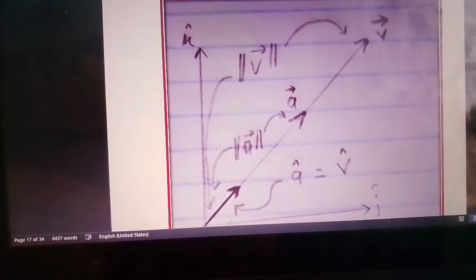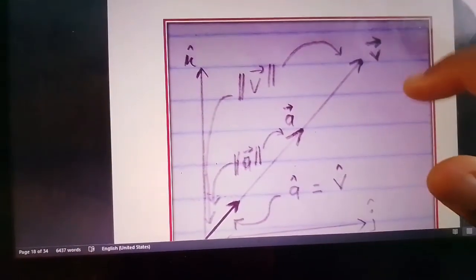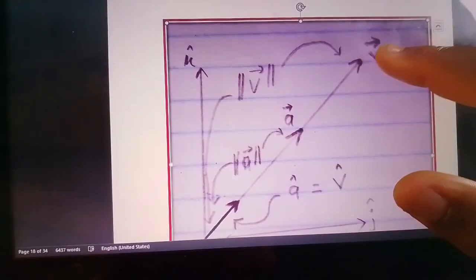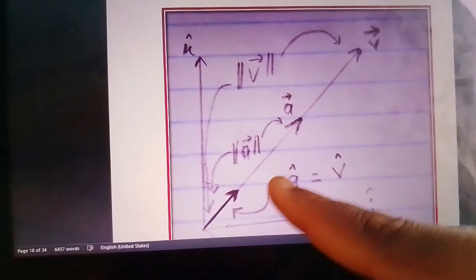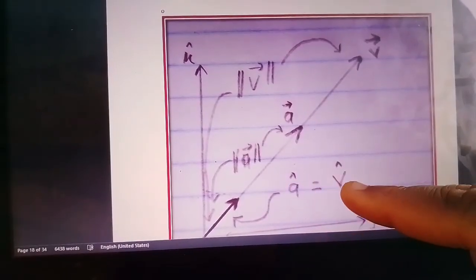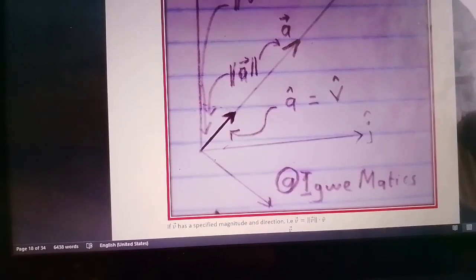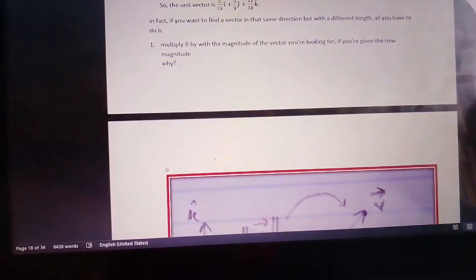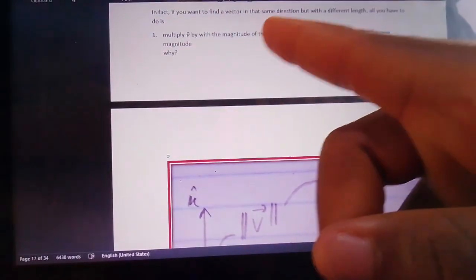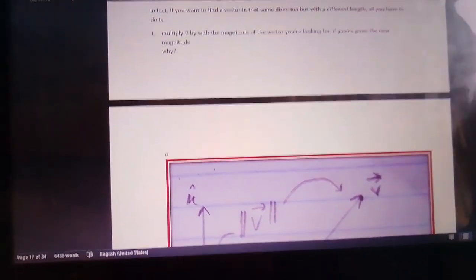Now this was my diagram that I had inside the book. You can see that these two vectors, vector A and vector V, all point in the same direction, and that is because their unit vector A cap is equal to V cap. All these were made before even the class, so even if you never attend the class, you would have seen this and been able to grasp it.